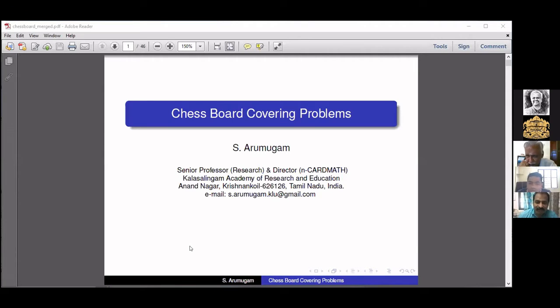Assistant Professor of Mathematics from AVVM Sri Pushpam College, Pundi, Tanjavur district of Tamil Nadu. I'm very proud to introduce Professor S. Arumugam, sir. He is now working as an Emeritus Professor in Kalasalingam University, Krishnan Kovil. He wrote many books for text, which are used as textbooks in many colleges and universities of Tamil Nadu. Even in my bookshelf itself, there are some 8 to 9 books of his. Such an eminent professor is going to deliver a lecture on chessboard covering problems. Over to you, Professor Arumugam, sir.